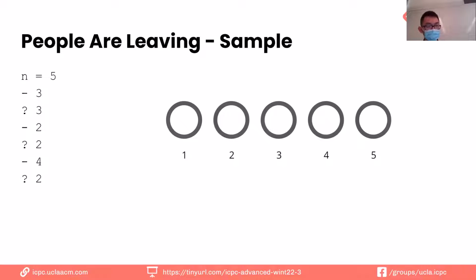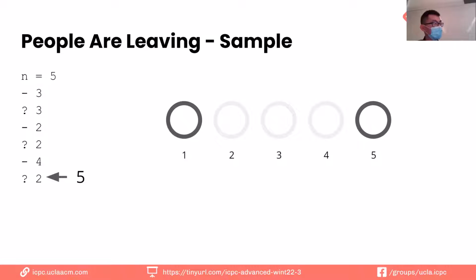So let's look at an example. Here n is 5, so there are 5 positions. Initially, everyone's in line. So minus 3, that means the third person leaves the line. And then question mark 3, so it's asking for the first occupied position that comes at or after 3. So in this case, it's 4. If the second person leaves, then the query at 2 would give 4 again. And if the fourth person leaves, then the query at 2 is going to give 5 instead.